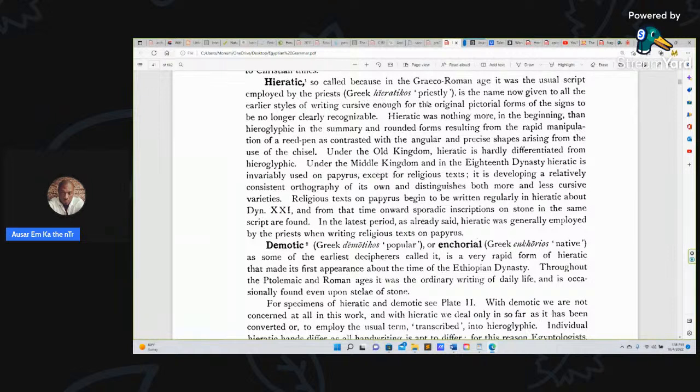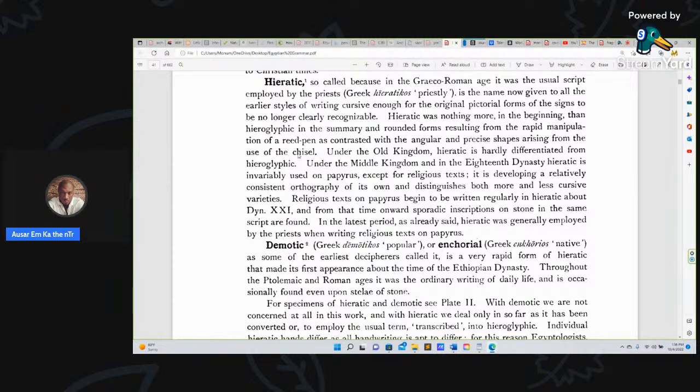Greek hieraticos, priest, is the name now given to all the earlier styles of writing, cursive enough for the original pictorial forms of the signs to be no longer clearly recognizable. Hieratic was nothing more in the beginning than hieroglyphic in the summary and rounded forms resulting from the rapid manipulation of a reed pen as contrasted with the angular and precise shapes arising from the use of the chisel.